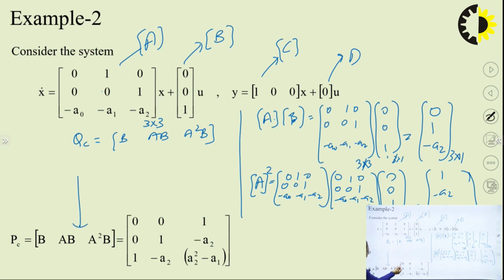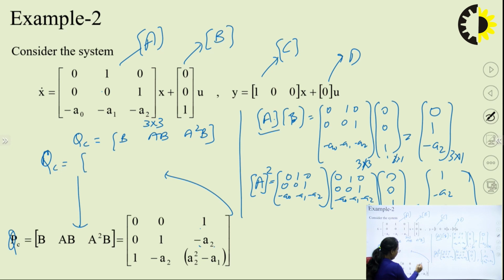Okay. First of all B, then AB that I have shown here, and A square B. After calculating, you will get this value 1 minus A2 and A2 square minus A1. Now we have to find out the determinant of this term. So what I am doing here is I am going to find out the determinant of QC here.